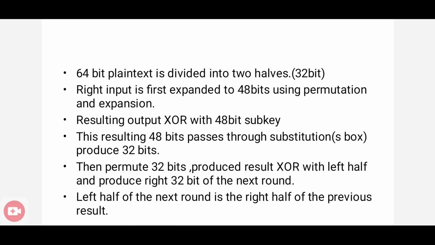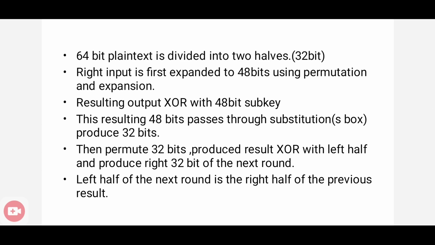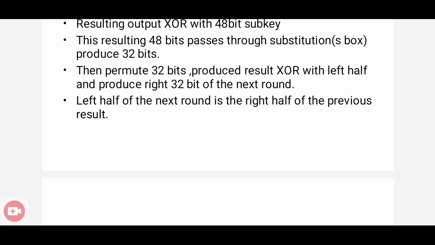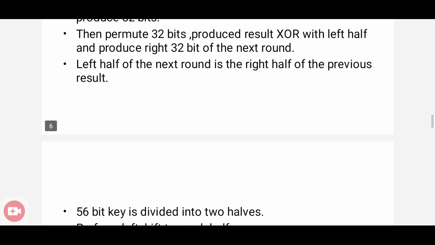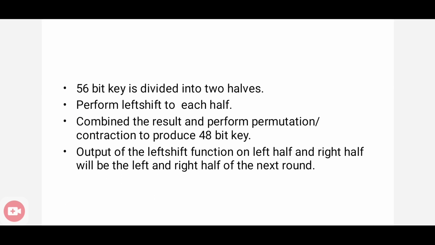So here the 64-bit plain text is divided into two halves. The right input is first expanded to 48 bits using permutation and expansion, and the resulting output is XORed with the 48-bit subkey. The resulting 48 bits pass through the substitution box and produce 32 bits, then the 32 bits are permuted, and the produced result is XORed with the left half to produce the right 32 bits of the next round. The left half of the next round is the right half of the previous round. Clear? So this is the explanation of DES encryption.